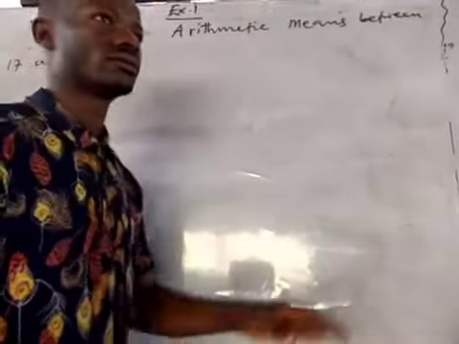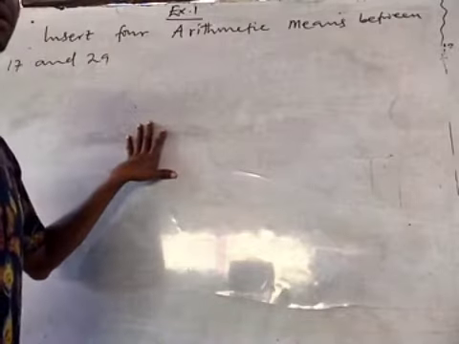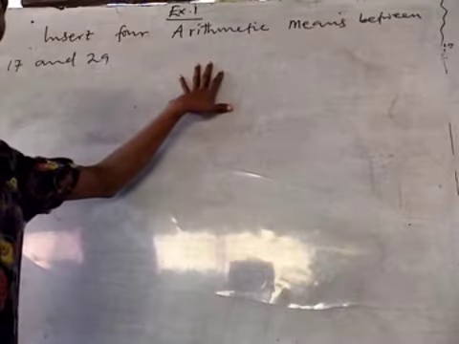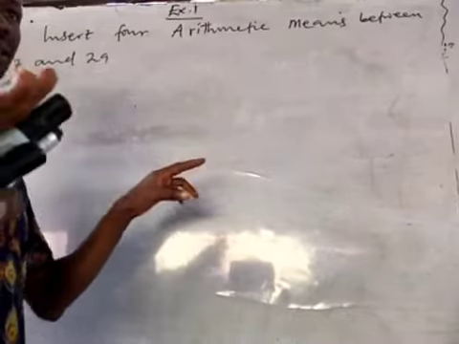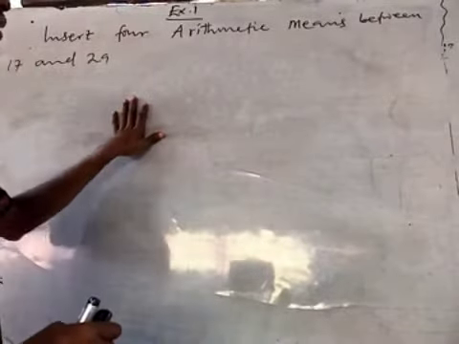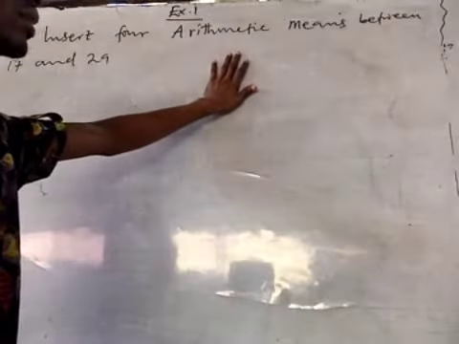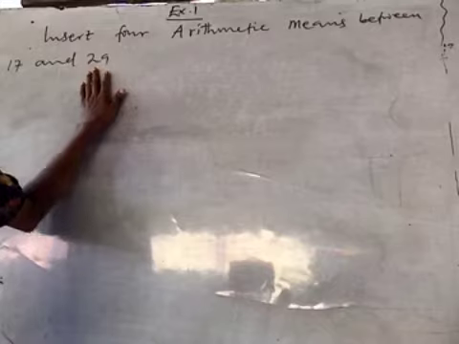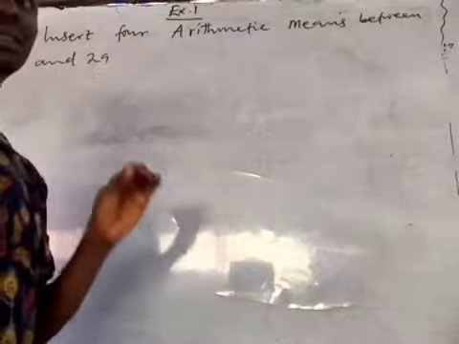Right, so in this same episode, we now wish to do what? To solve some problems that consider the possibility of inserting more than one arithmetic mean in between two numbers. Now, this question here is demanding for us to insert four arithmetic means between the number 17 and the number 29.